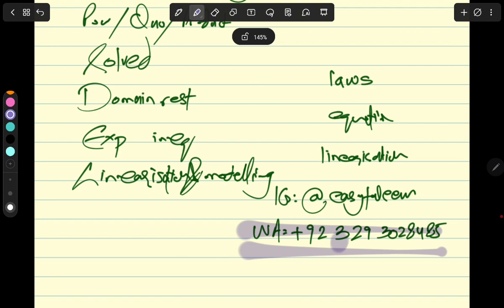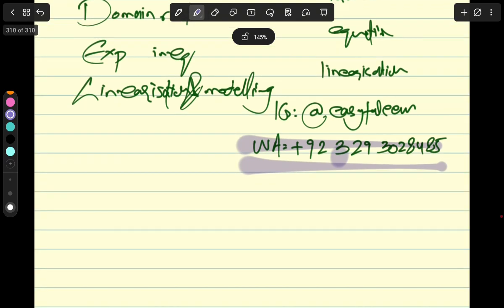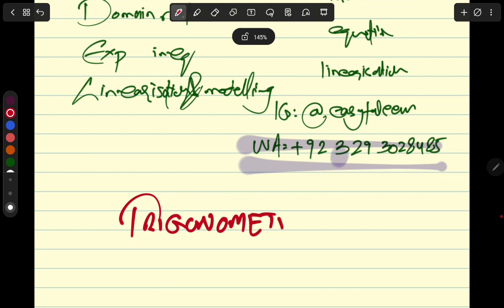Finally, this chapter is complete, but this Sunday we begin one of the biggest and highest scoring chapters in Pure 3 mathematics, which is trigonometry. And here we are going to cover identities, compound angles, the R formula, trigonometric equations, examiner shortcuts, and everything you need for Cambridge 9709.